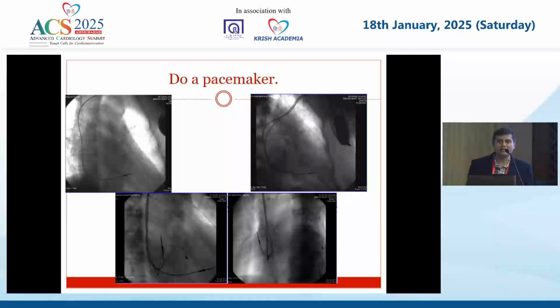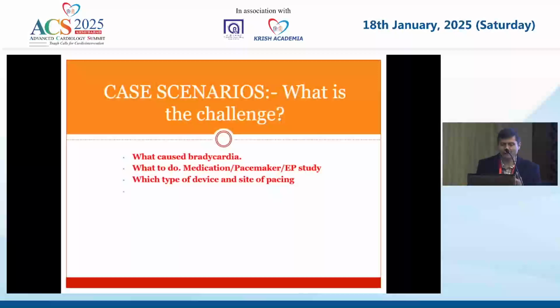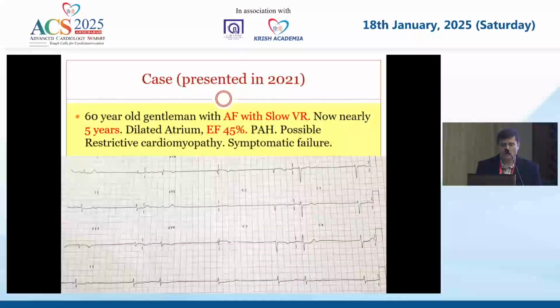So what is the challenge? Why do you want to have that challenge of getting into bradycardia? 90% of cases are these typical cases. Normal routine clinical practice is 90%. So I was given a challenging topic, so I'll put in the case scenarios. What is the challenge? So what causes bradycardia? Is it degenerative or is it something else? What are the treatments that can be offered in bradycardia, and what is the type of device in the current scenario that you have? So let us see in case presentation what comes to your clinical practice.